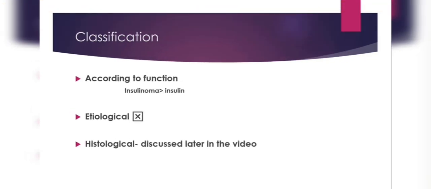This classification solely depends on the function of the tumor generating cell, such as insulinoma secretes insulin, glucagonoma secretes glucagon. So this classification is solely based on function. Then comes etiological classification; as most of the causes of tumor generation are unknown, etiological classification is impractical. Then comes histological classification, which will be discussed later in the video.